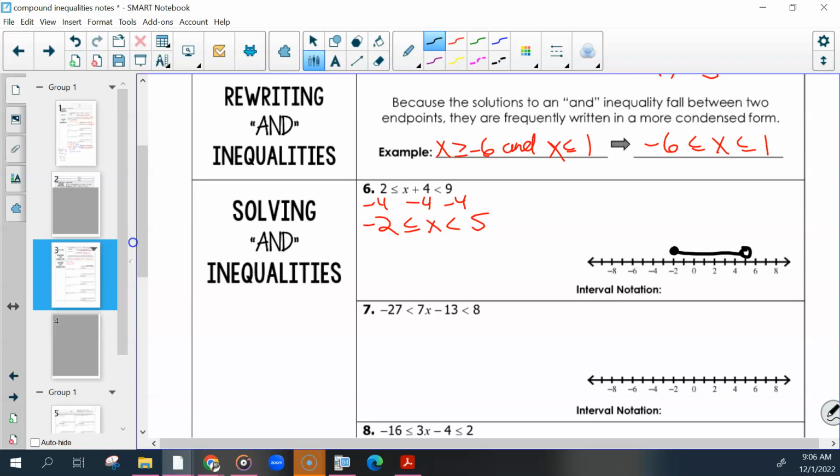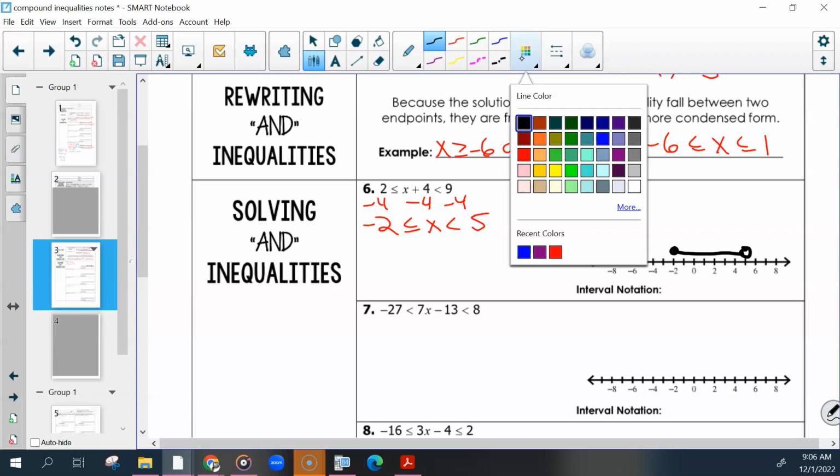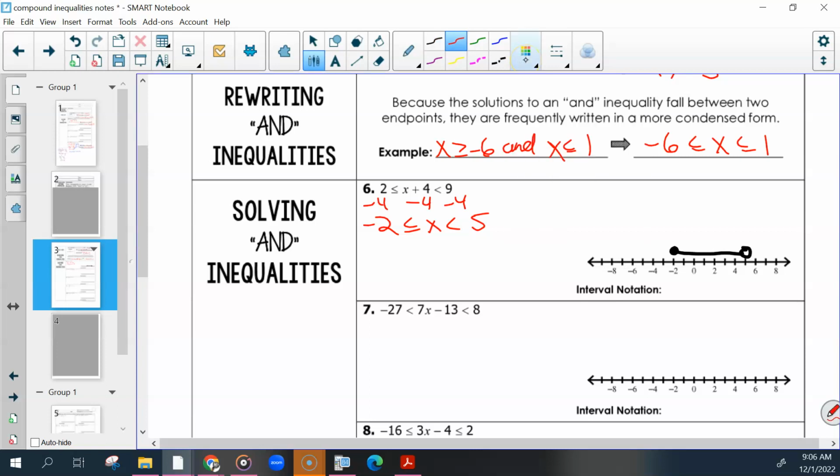If you wanted to do them separately, you would have to read each part separately. So I'd have to look at one part. X is less than 5. So start at 5, make it open, go to the left. And then look at the other part, but read it backwards. X is greater than or equal to -2. And then you could see that they overlap exactly where we said it did. So are the arrows necessary? No, you can do them if it helps you see it though.